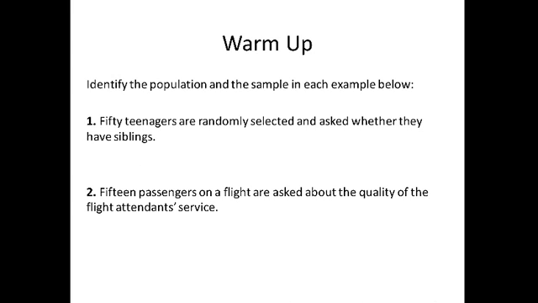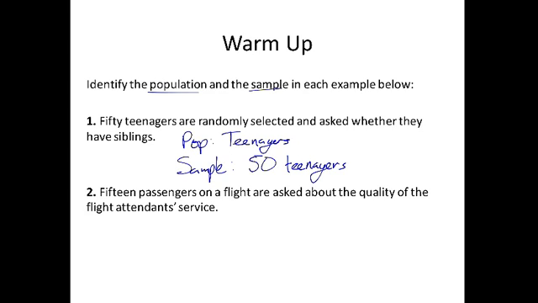So just refreshing ourselves from things from 8.2, we're asked to identify two things, population and sample, in each of these examples. So the first one, 50 teenagers are randomly selected and asked whether they have siblings. So the population that we're concerned about is really just teenagers. Just teenagers in general. The sample are the 50 people asked. So the 50 teenagers that were asked. Again, sample should always be just a small part of your population.